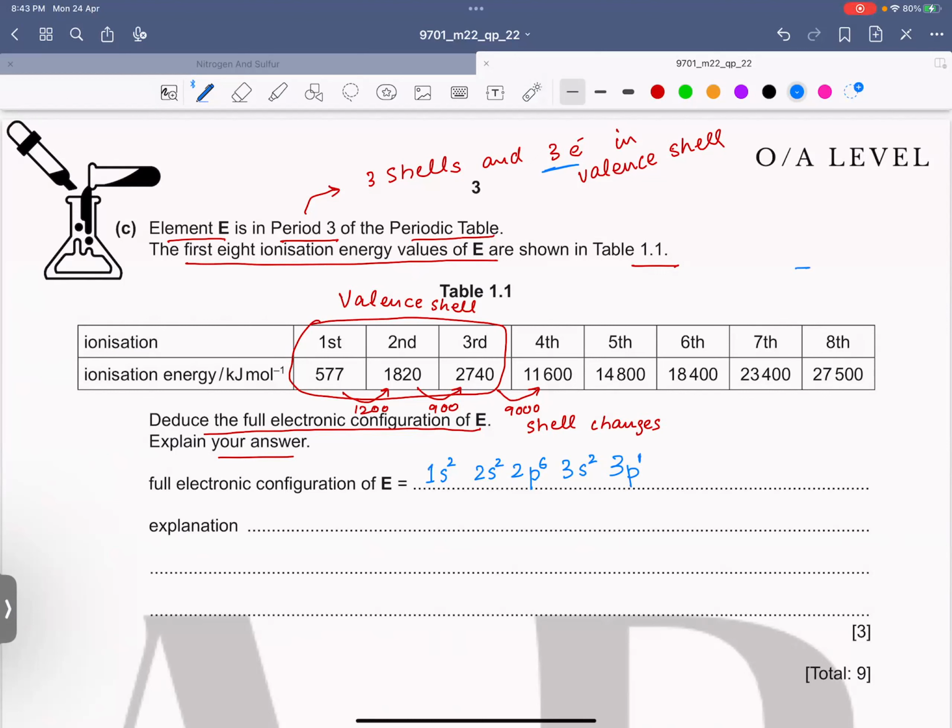See, this is the nucleus, right? This is the first shell. This is the second shell. This is the third shell, right? If this electron is being knocked out, we just need 577 kilojoules of energy, right?